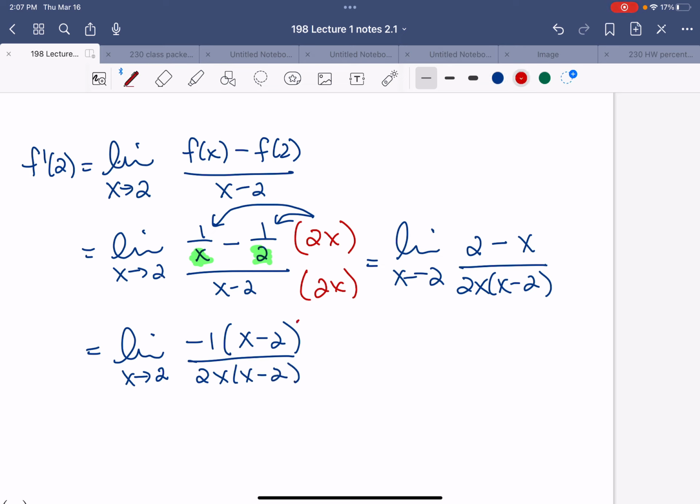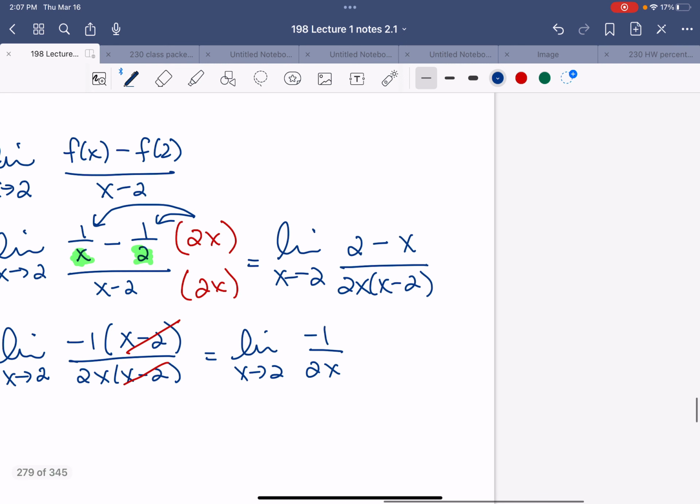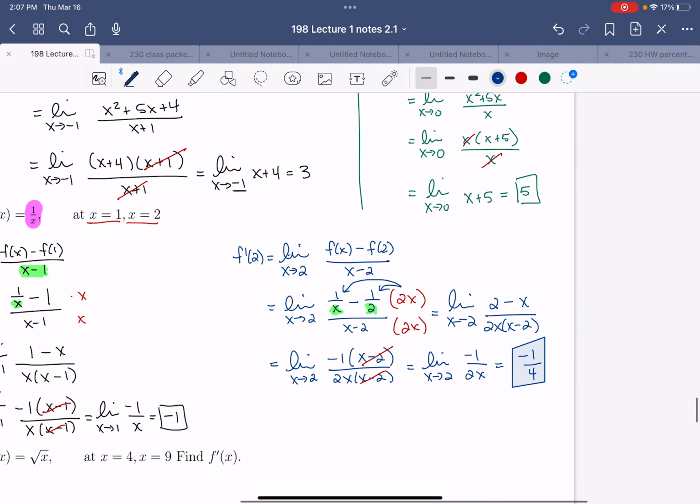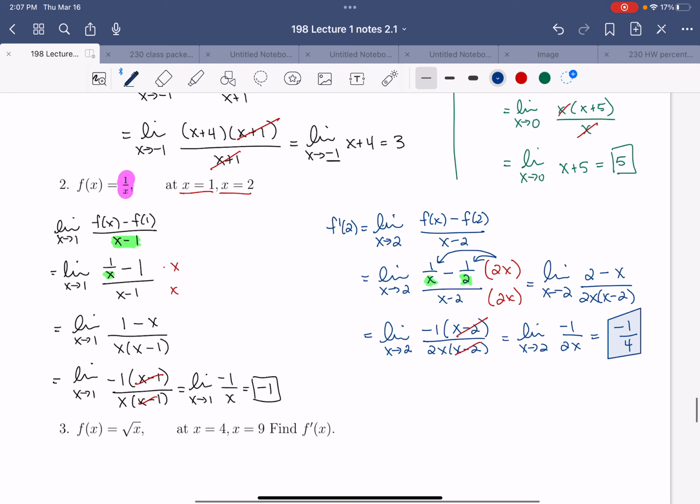And then I can go ahead and cancel my x minus 2's. And that gives me the limit as x goes to 2 of negative 1 over 2x. And then I can just evaluate my limit and plug in my 2 to get negative 1/4. All right. So that's kind of how it works when it comes to our fractions. You often end up with that piece where it's the opposite direction, and that just has to do with the fact that you're clearing denominators.